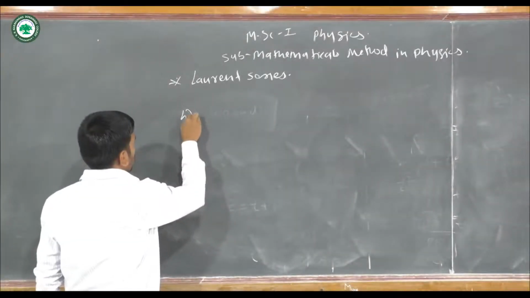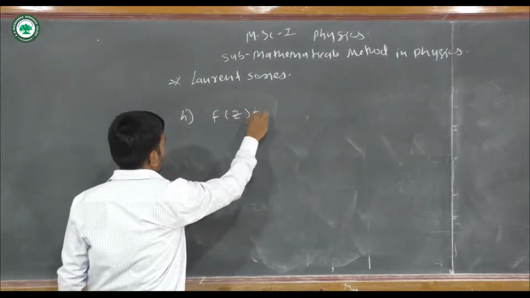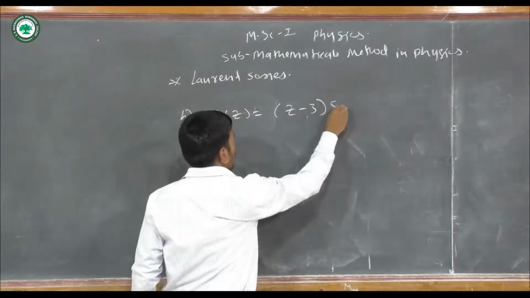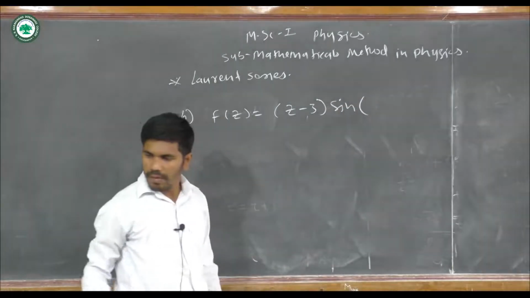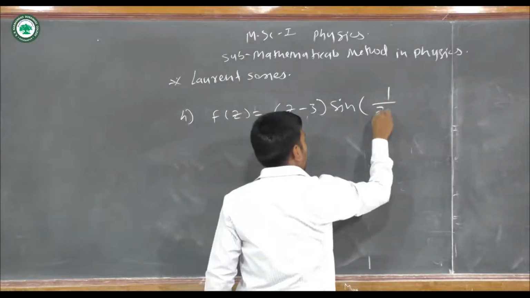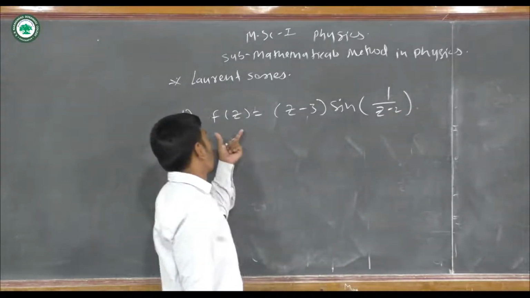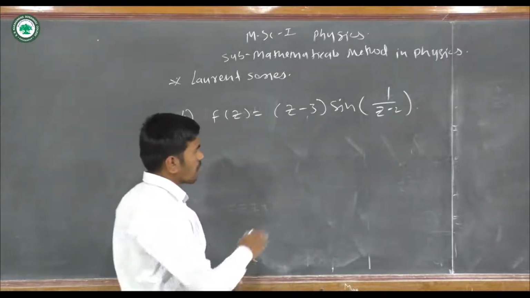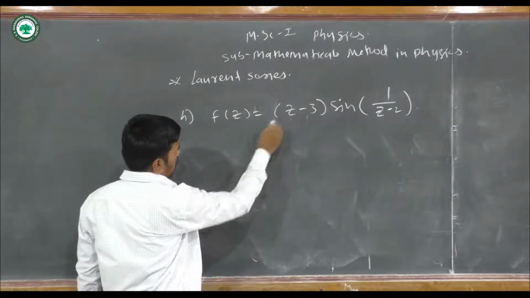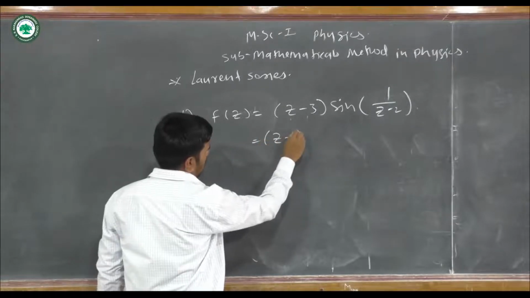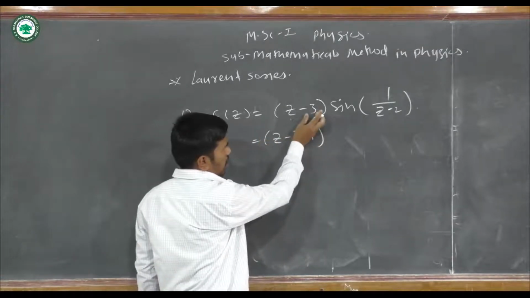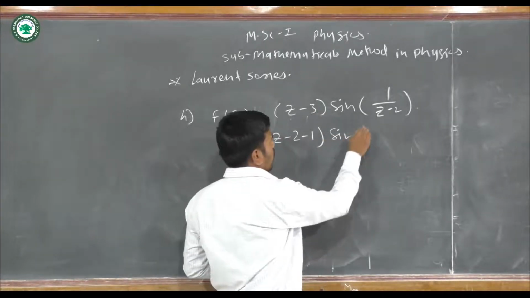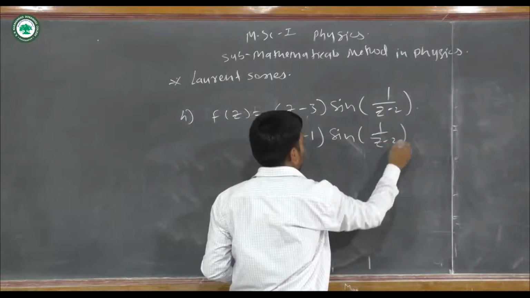The fourth one: f(z) = (z − 3) sin(1/(z − 2)). This function is given, and we need to expand about z = 2. At this point, I can write z − 3 as (z − 2) − 1.